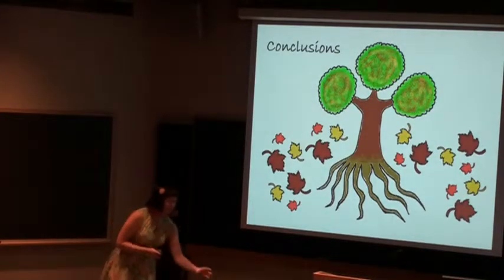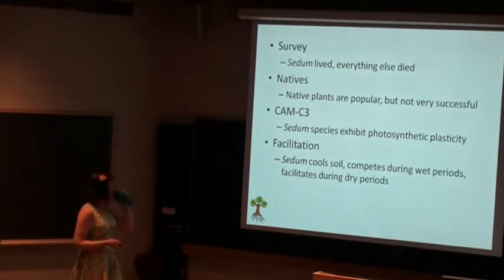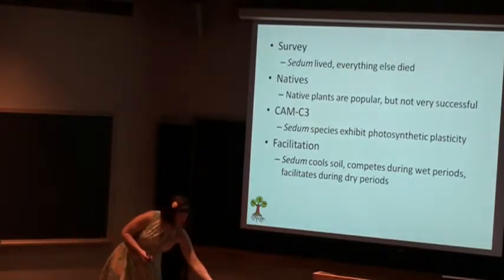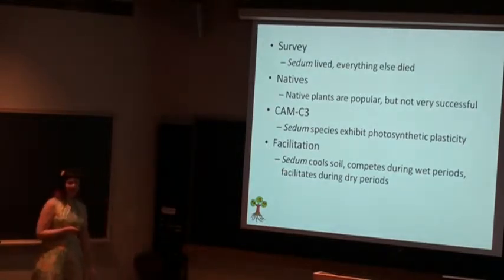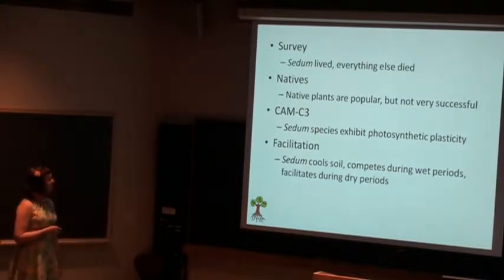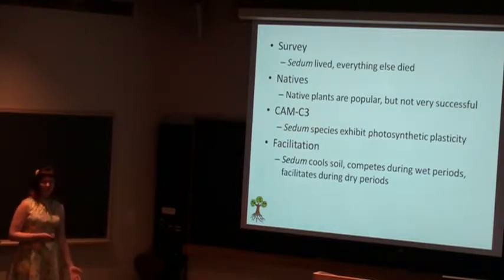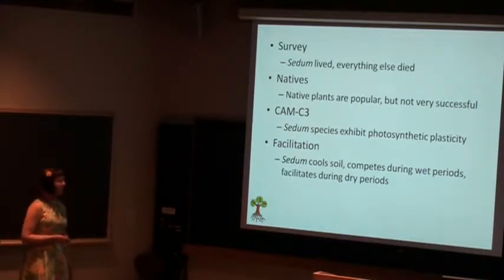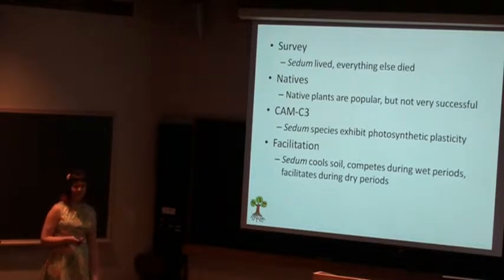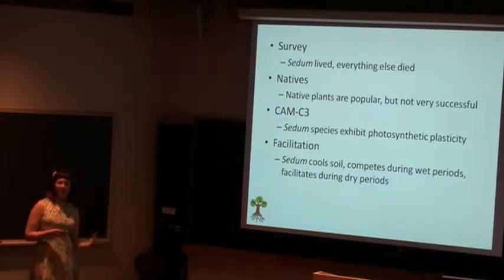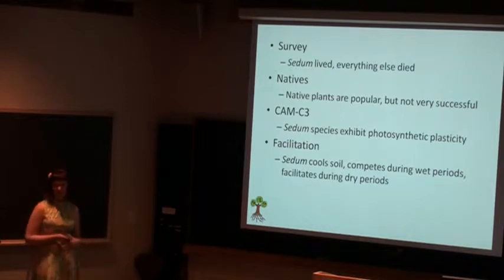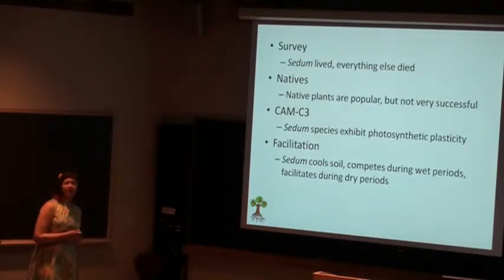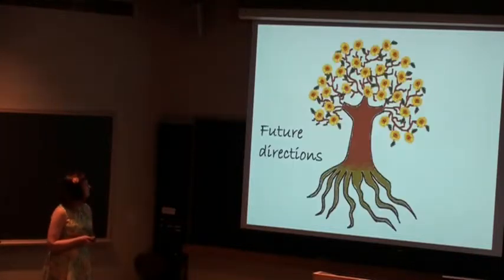So now, conclusions for the whole shebang. For our survey, sedum lived, everything else died. The native plants are popular for green roofs, but in general their performance is not very good. For CAM and C3, we found that sedum species do exhibit photosynthetic plasticity, but as of this moment, it's unclear whether or not that correlates with success on a green roof. People have to do more experiments to look at that. And for facilitation, we found that sedum cools the soil, it competes during wet periods and facilitates during dry periods.